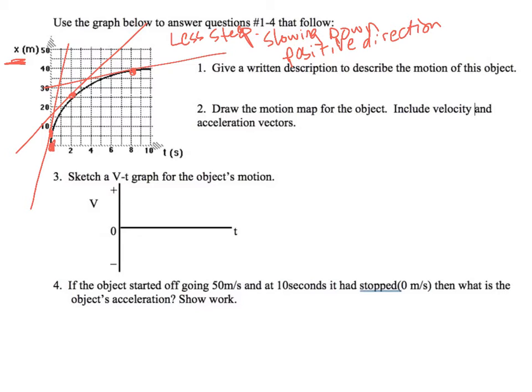So, written description starts at 0. Oh my gosh. 0. Oh my gosh. Position. Oh my, this is terrible.